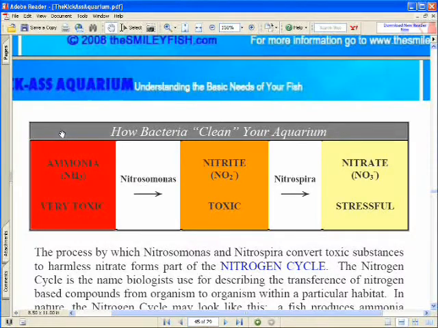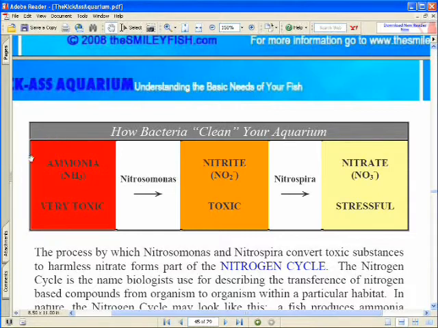Now, biofiltration relies on the work done by two groups of bacteria. The first group is the Nitrosomonas bacteria, and the second group is the Nitrospira bacteria. Now, these bacteria exist naturally in almost all bodies of water. Basically, where there are fish, there are these two bacteria. And the reason for this is because these two bacteria eat fish waste.